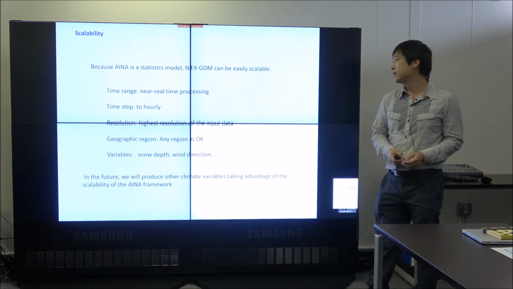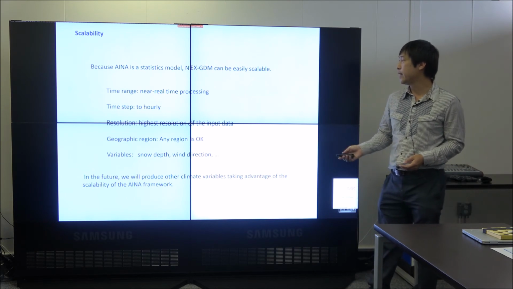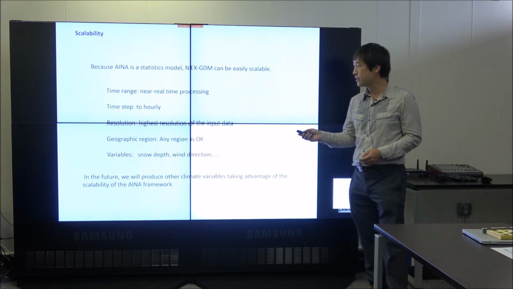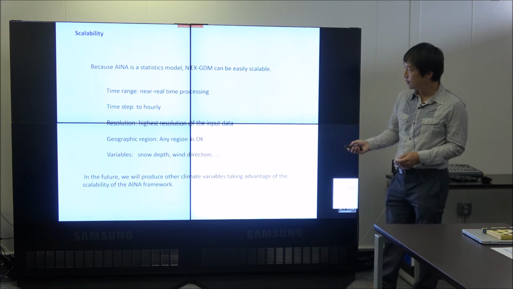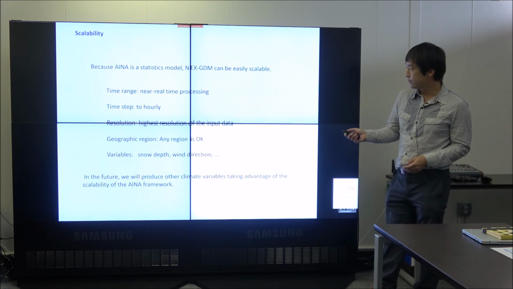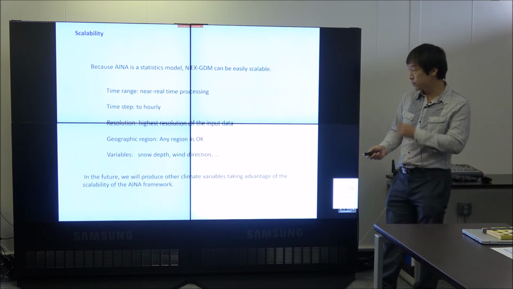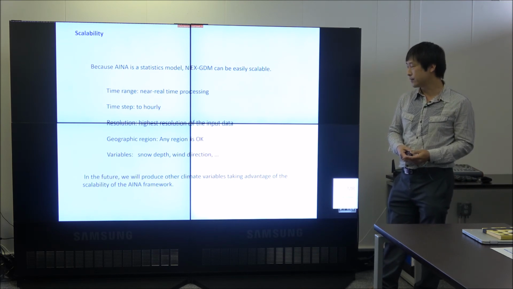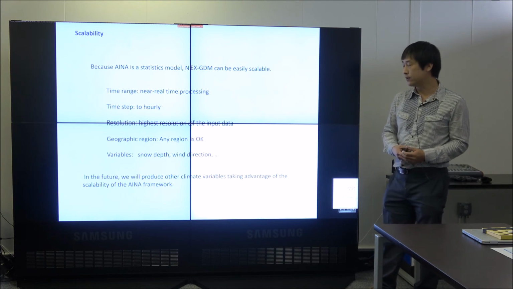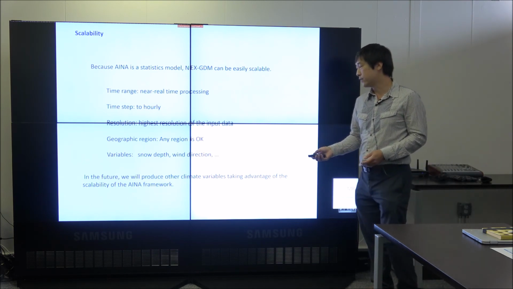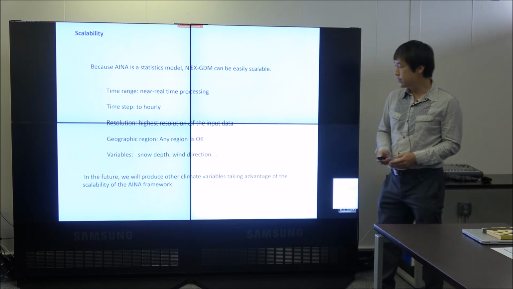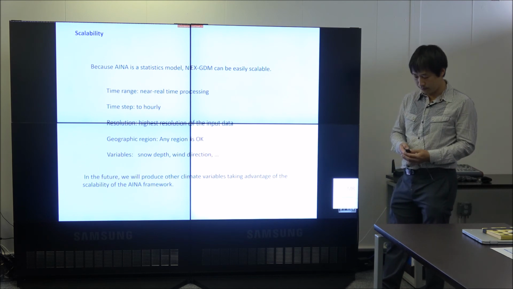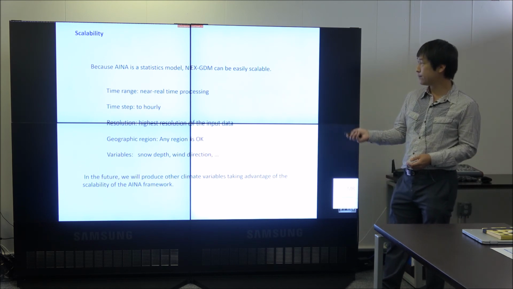The scalability: because it's a statistical model, NEX-GDM can be easily scalable. Time range, I can run near real-time processing. Time step to hourly is easy also. I can change the resolution to really high resolution, with the highest resolution of input data. Then geographic region, any region is of course okay. I can put in more variables, for example snow depth, wind direction. So in the future, we will produce other climate variables taking advantage of the scalability of the framework.